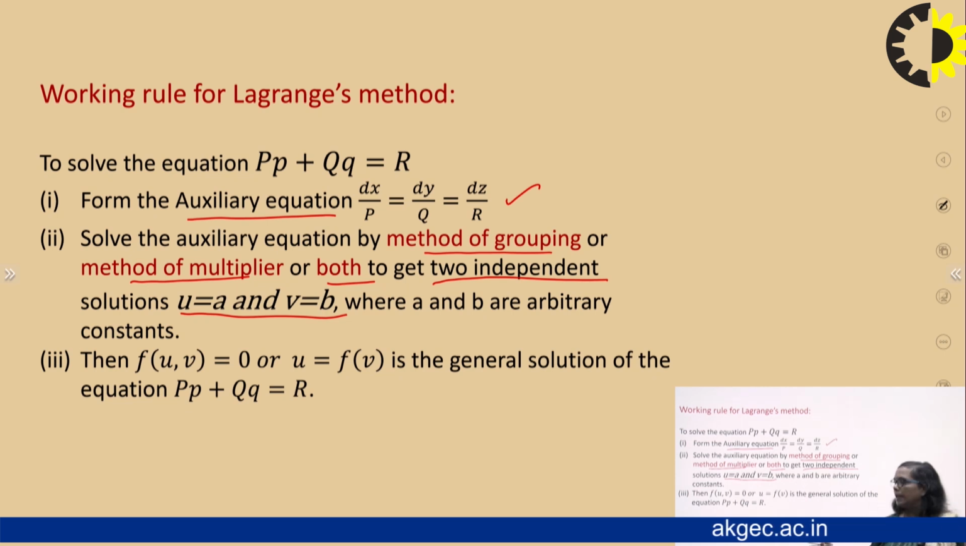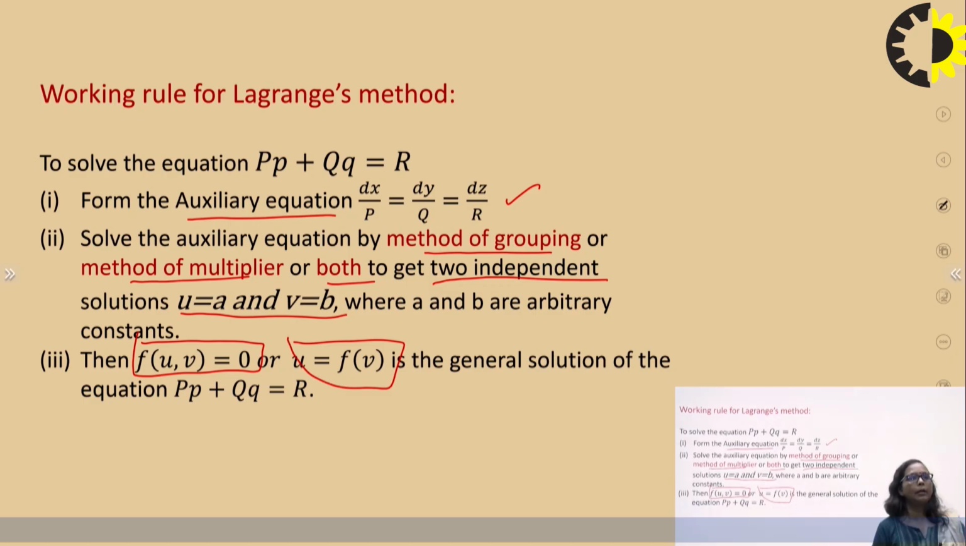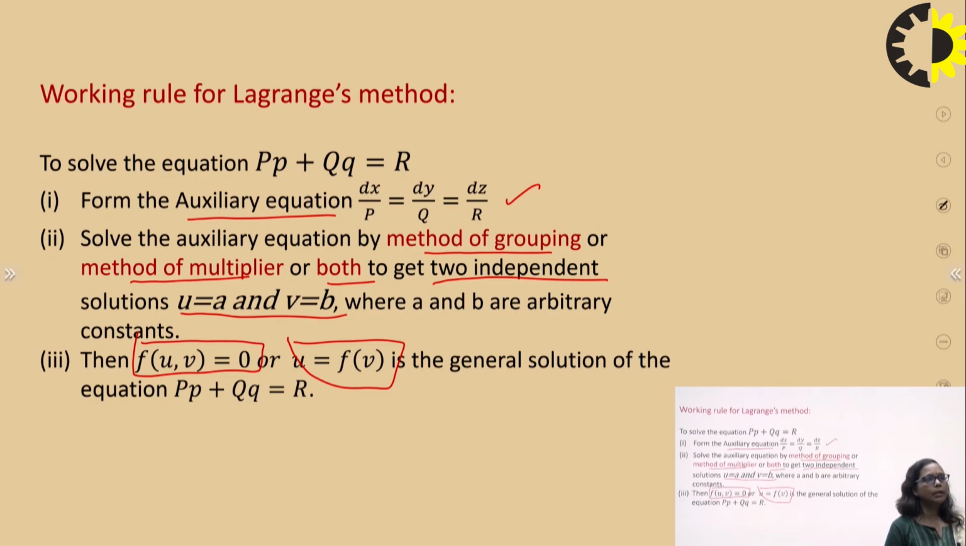What's next? Next, you need to write down the complete solution or the general solution, which is either written in the form function of u comma v equal to 0 or u is equal to function of v. So these are the 2 ways in which we write the general solution or the complete solution. So this is the working rule for Lagrange method, which consists of just 3 steps.